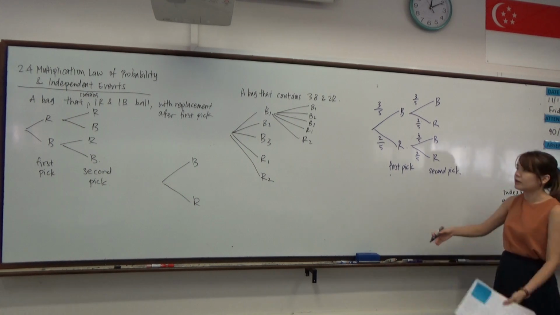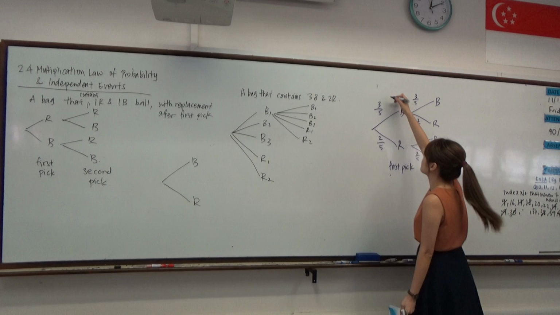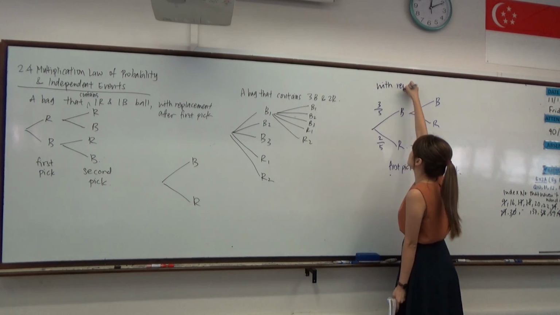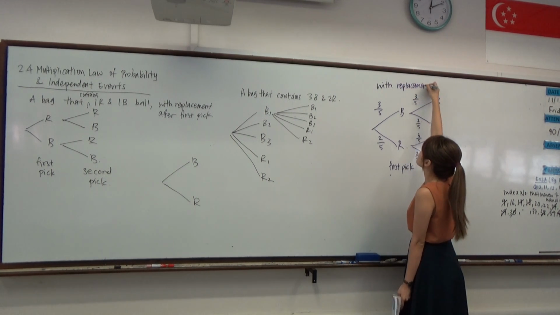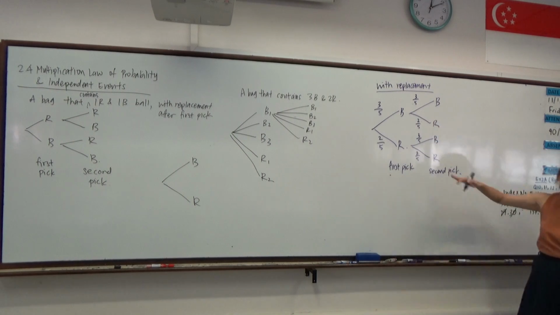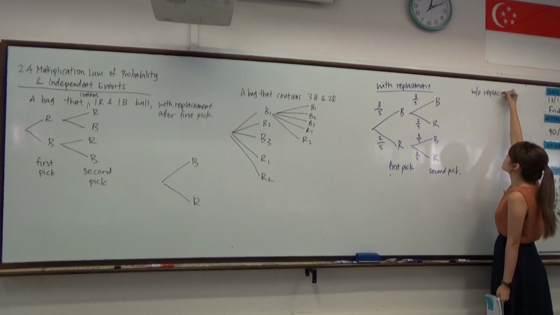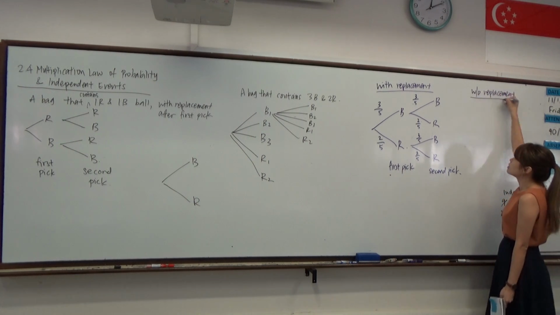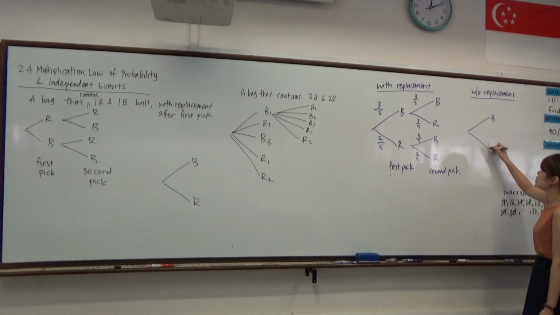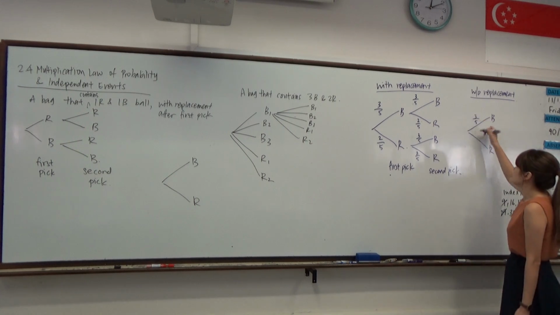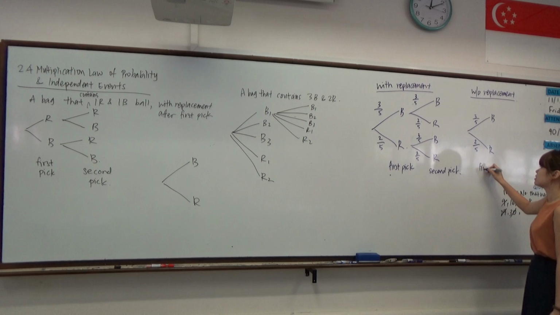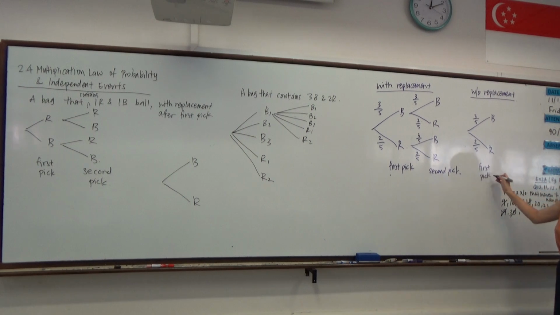Now, what if I don't do with replacement? So this one is with replacement. Since we are talking about this, with replacement we consider this, right? What if without replacement? So without replacement, first pick, the probability will still remain the same, because we still have 5 balls inside the bag, and then the number of blue is 3, the number of red is 2.